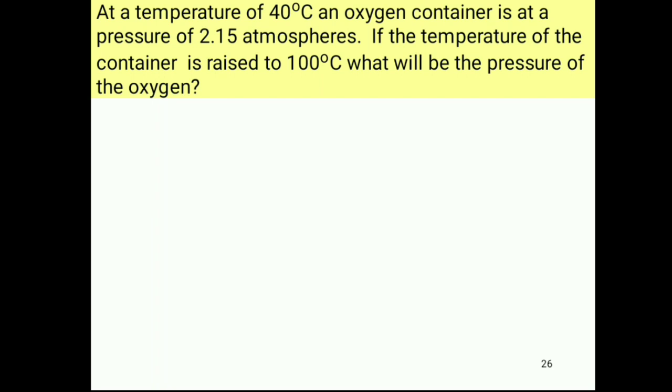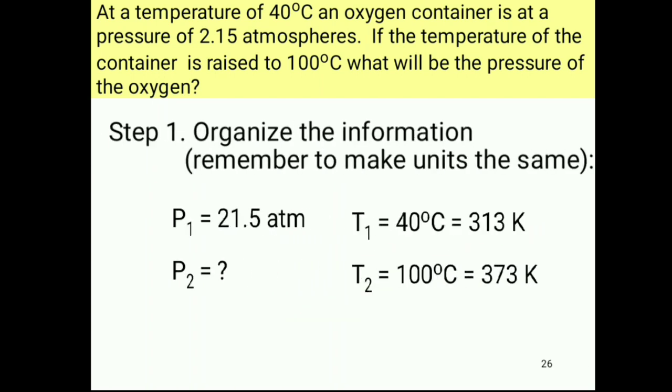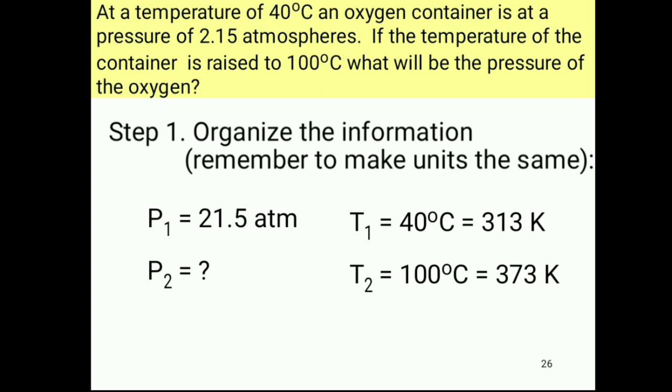Let's have a sample problem. At a temperature of 40 degrees Celsius, an oxygen container is at a pressure of 2.15 atmospheres. If the temperature of the container is raised to 100 degrees Celsius, what will be the pressure of oxygen? So first, let's identify the given. We have 21.5 atm as the initial pressure. The initial temperature is 40 degrees Celsius, converted to Kelvin, it's 313 Kelvin. And we also have a final temperature of 100 degrees Celsius, converted to Kelvin, we have 373.